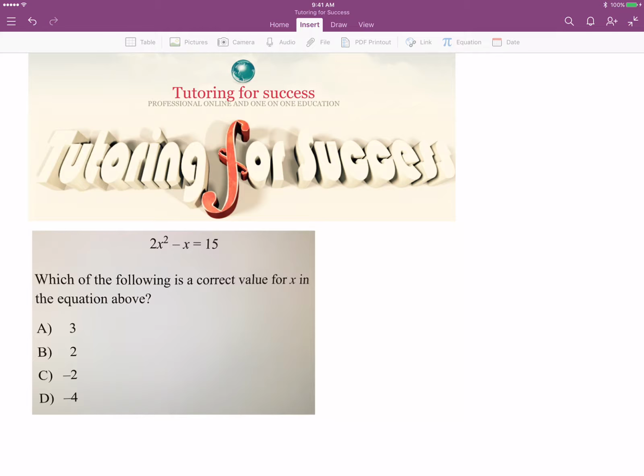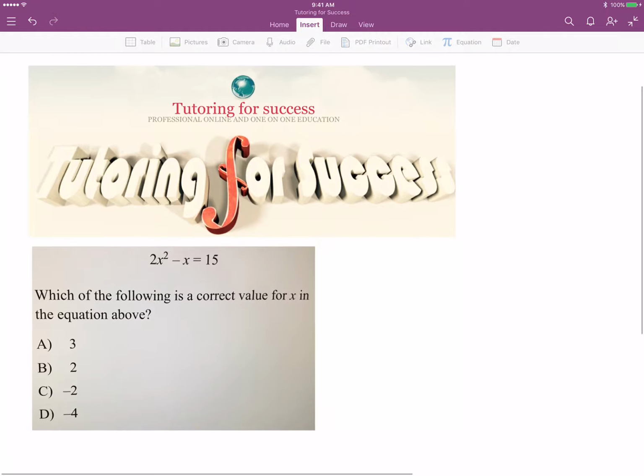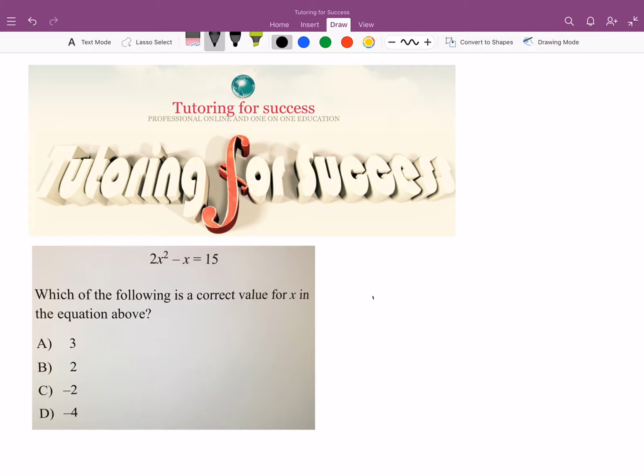Here is another SAT level 1 problem. The problem has the equation 2x squared minus x equals 15, and they want you to find the value of x. So how do I find it? There are two ways to find it. One way is to actually solve this equation.